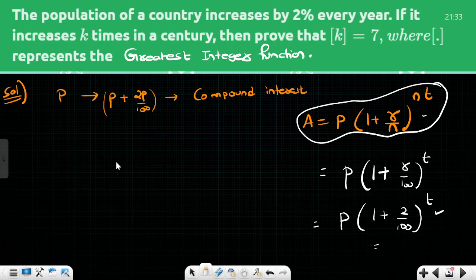When it becomes 100 years, it will become P into 1 plus 2 by 100 power 100, power 100 century, na? Yes, power 100, sir. But how much is that value? I feel like you can use limit somehow. I'm not sure, but maybe you can use limits.